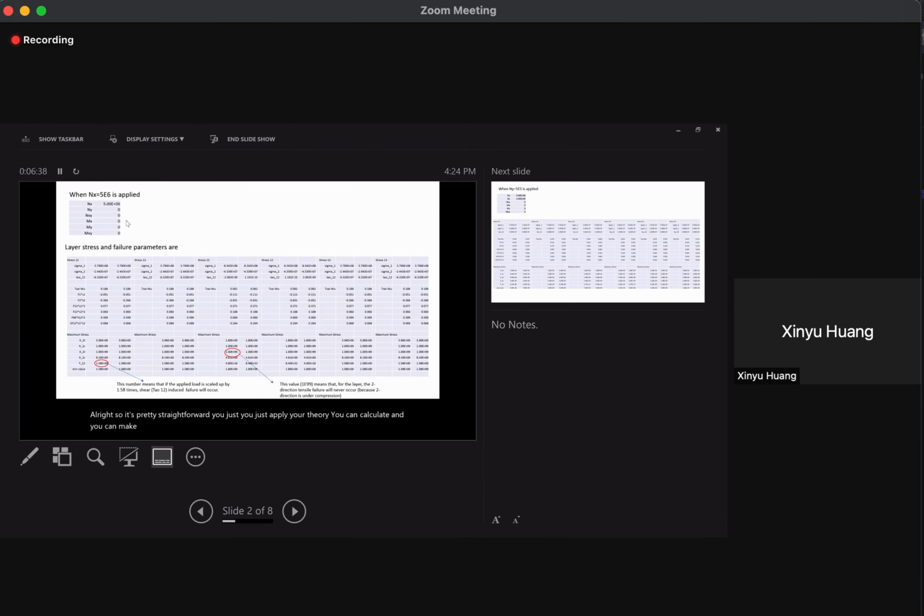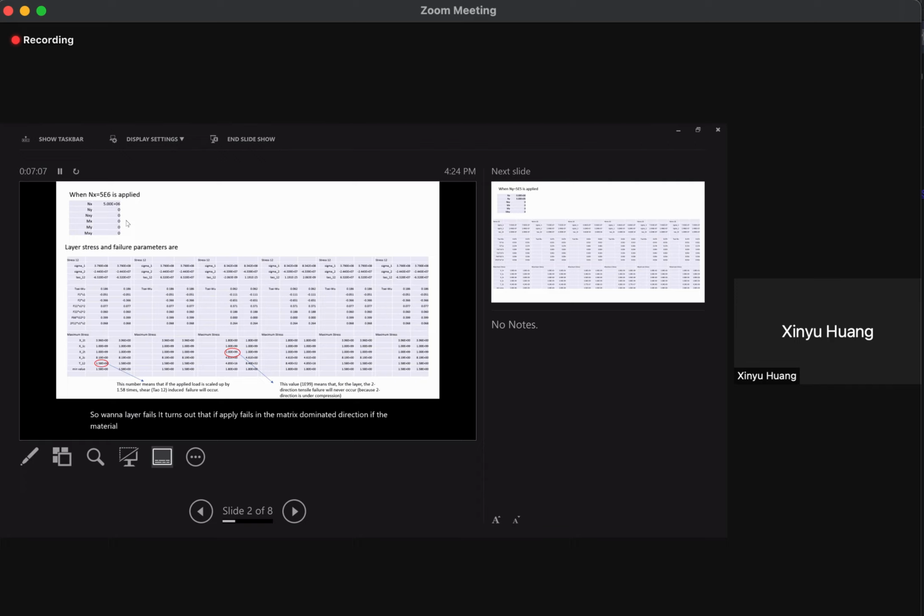That's not the end of it. What's more interesting is you can actually predict the failure sequence. When you have a layup, you can load it so much so that one layer actually fails. For example, you can load the material by jacking up some of these loads under a certain mode.